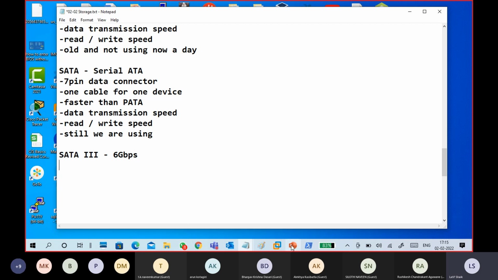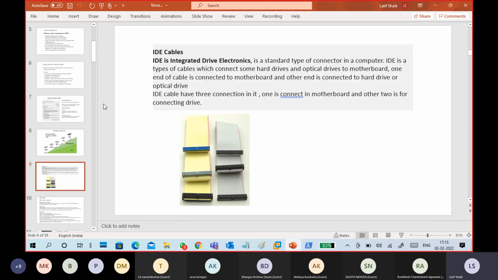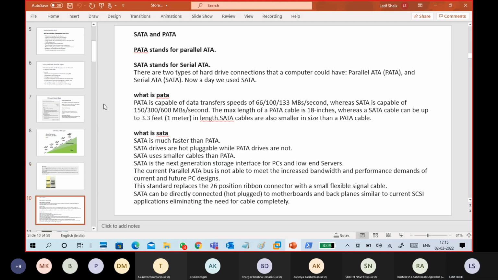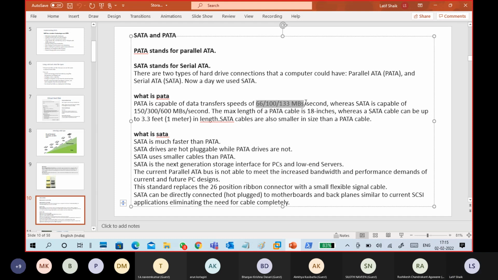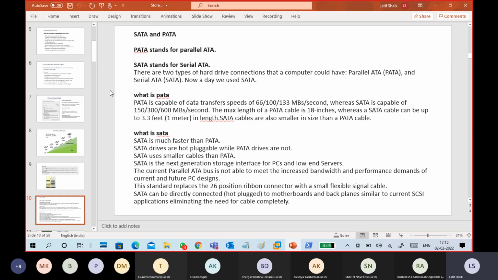Guys, I will show you how the connections look. Either it is an IDE cable, integrated drive electronics, one end goes to the motherboard and the other two connect to the drives. Whenever you see that, it is the ribbon cable. The data transmission speeds of PATA are 66 Mbps, 100 Mbps, 133 Mbps, depending on the PATA version, whereas SATA is capable of 150, 300, 600 Mbps.